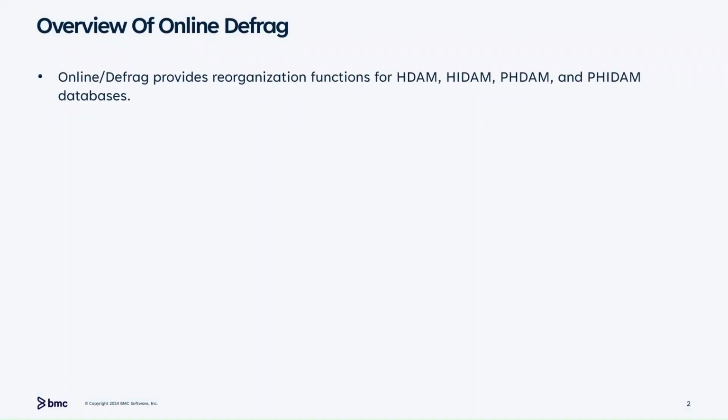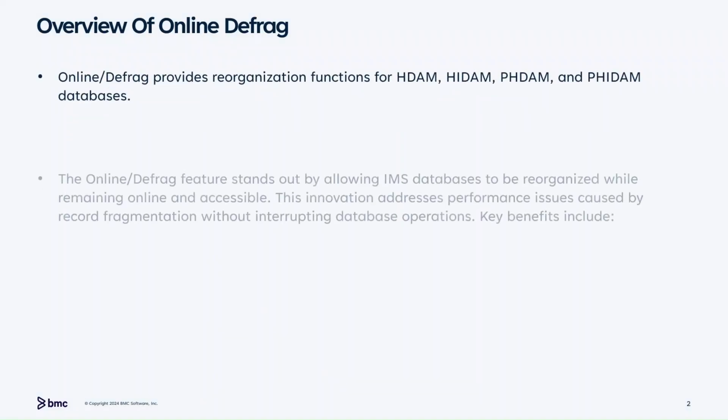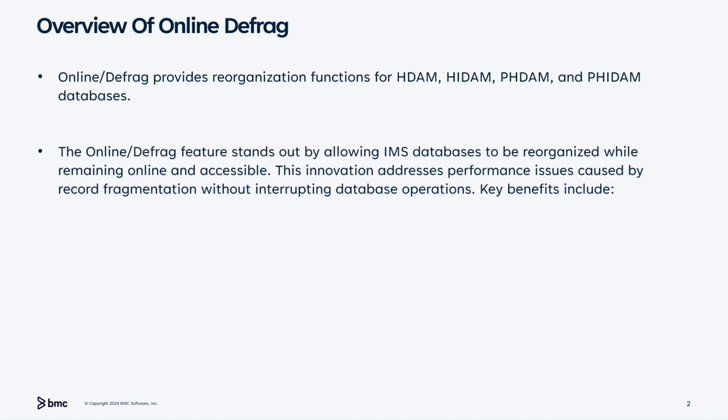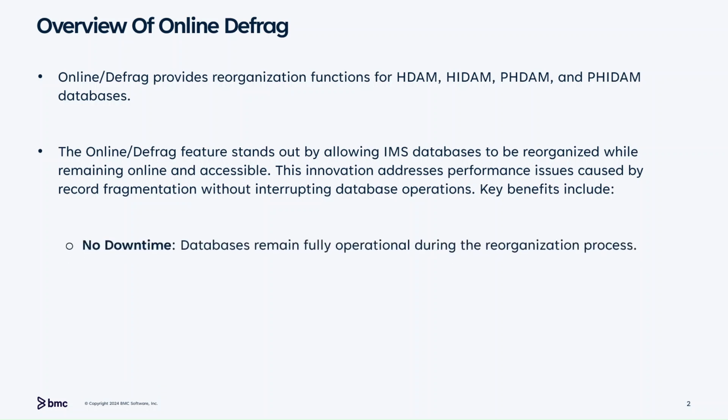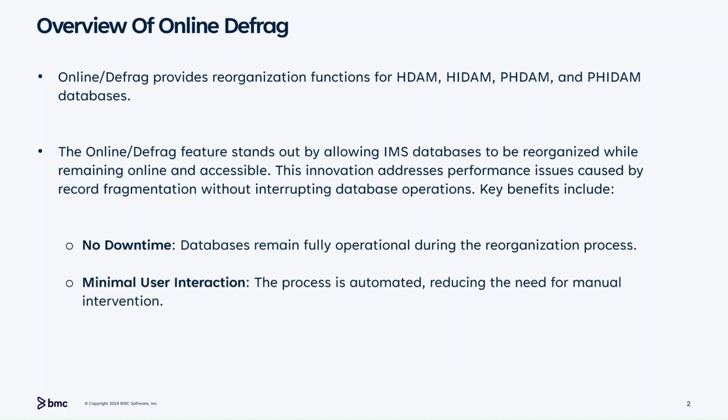The Online Defrag feature stands out by allowing IMS databases to be reorganized while remaining online and accessible. This innovation addresses performance issues caused by record fragmentation without interrupting database operations. Key benefits include no downtime: databases remain fully operational during the reorganization process. Minimal user interaction: the process is automated, reducing the need for manual intervention. Concurrent updates: updates can continue to occur without disruption.